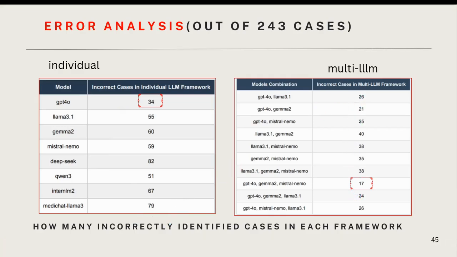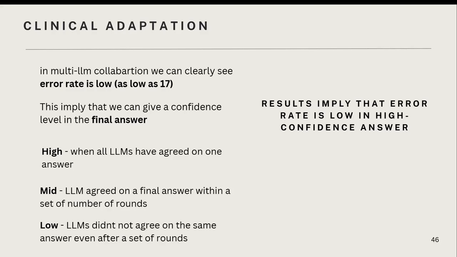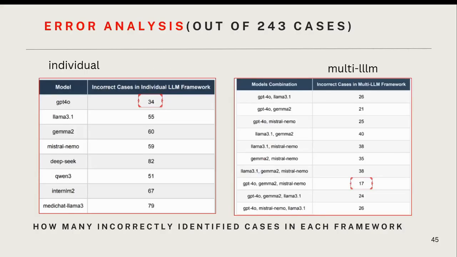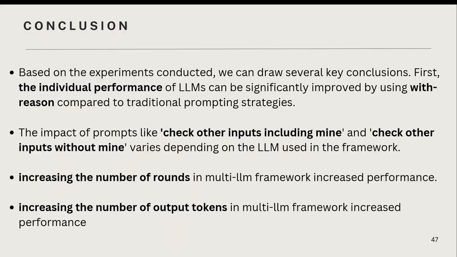So this is where we are introducing the confidence step. We can divide the answers provided by the multi LLM framework into three levels: high, medium, low. In high, all the LLMs agreed on one answer in the very first round itself. In medium, the LLMs agreed on a final answer within a set number of rounds, say three. And in low, the LLMs did not all agree on the same answer even after a set number of rounds. By giving this confidence, we can say that compared to the individual LLM, our system is safer to use, and it can give a good confidence score so that the doctors who use the system can use it confidently.